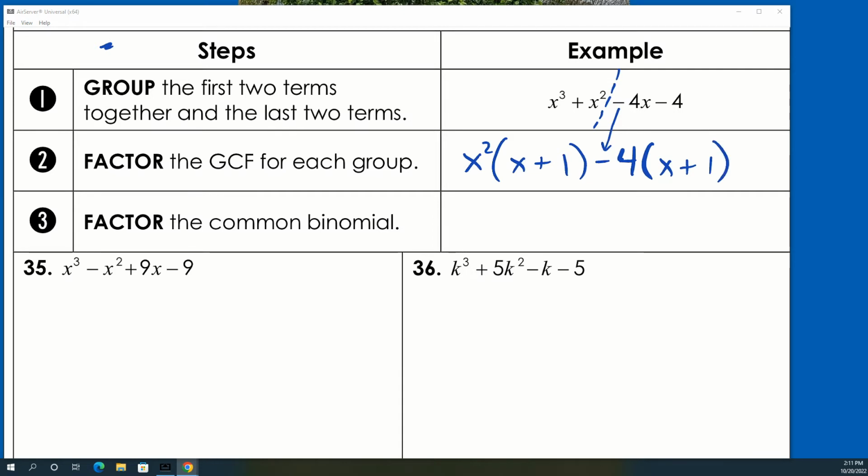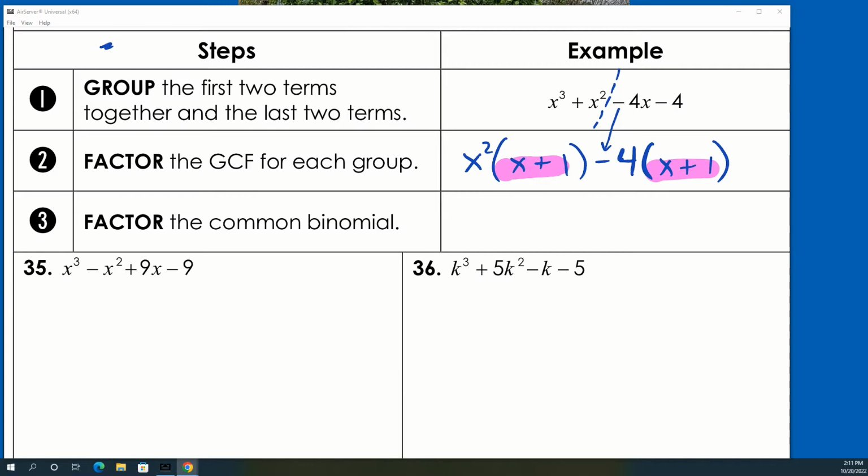Do you guys notice anything about this? Like something? Yes, and that has to happen. So for you to be able to factor by grouping, when you factor out the common factor, they have to be the same inside your parentheses. And so they are, so that's good.